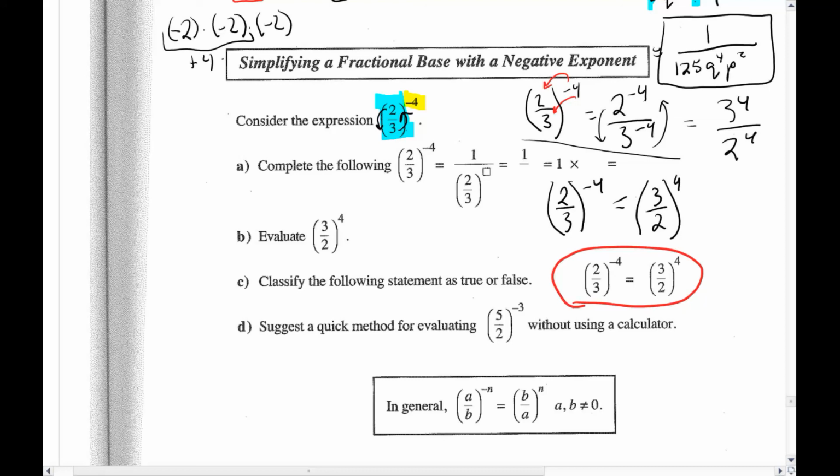So it says here, suggest a quick method for evaluating 5 over 2 to the power of negative 3 without using a calculator. Well, what we can do is just flip that fraction. 2 over 5, all to the power of 3. And then we can distribute that in. 2 to the power of 3 over 5 to the power of 3. And then we can just simplify. 2 to the power of 3 is going to be 8. And 5 to the power of 3 is going to be 125. That's not a 5, but it can be. We'll pretend it's a 5.